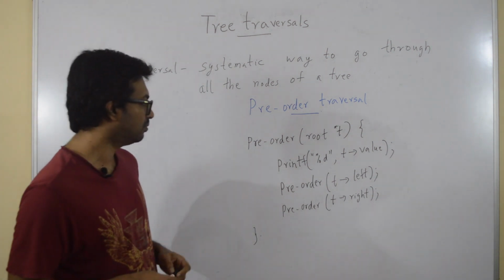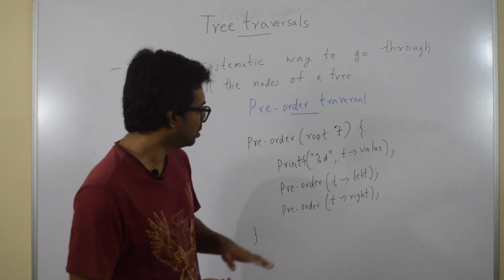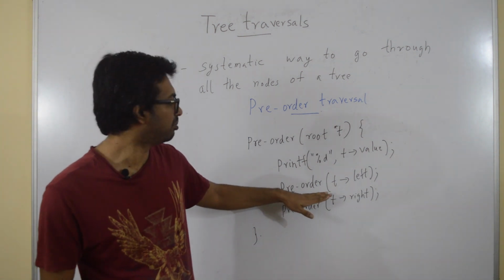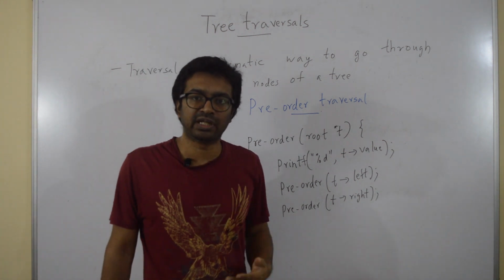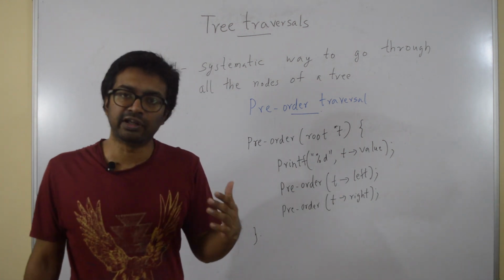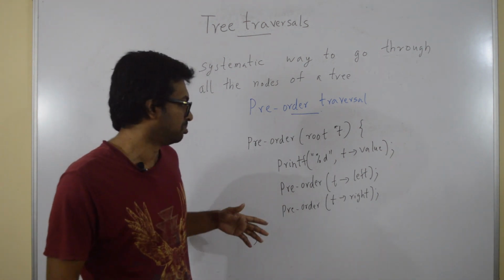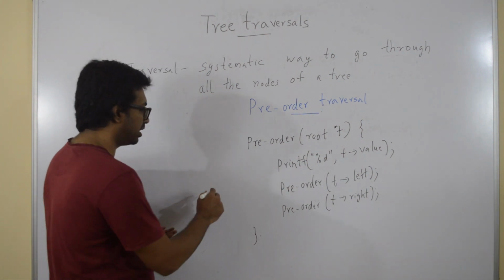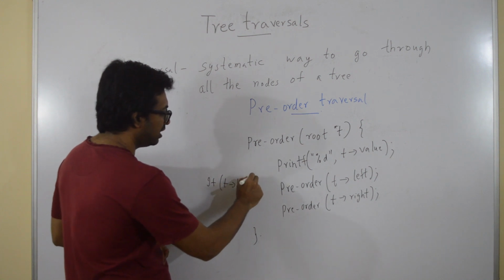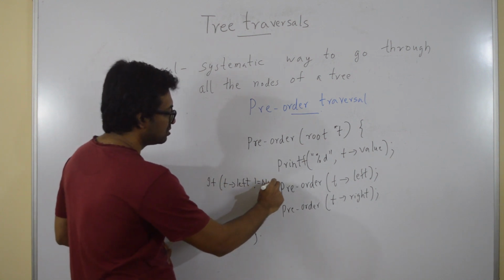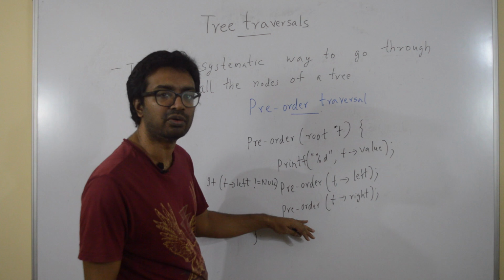Now to implement the base case, you will have to write the following. See, does it make sense to do a pre-order traversal on the left if there is no left child, if T dot left is null? Does it make sense to go left? It does not make sense. So what should I write here? If T left is not equal to null, only then you do this thing. Similarly, if T right is not equal to null, only then you do this, right?